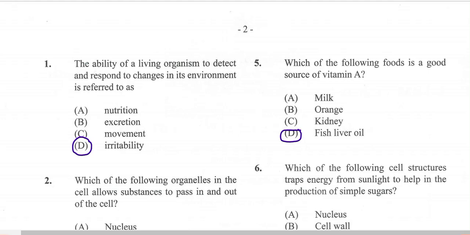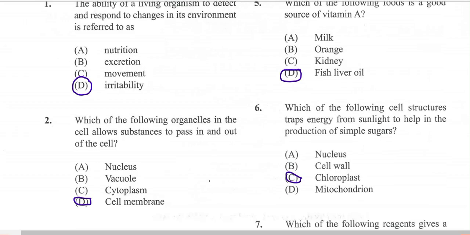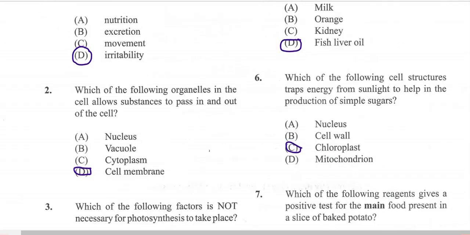Question 1. The ability of a living organism to detect and respond to changes in the environment is referred to as irritability, which is of course one of those characteristics of living things. Question number 2. Which of the following organelles in the cell allow substances to pass in and out of the cell? That's going to be the responsibility of the cell membrane. And if you have forgotten these, you could go on over to our videos which cover these topics.